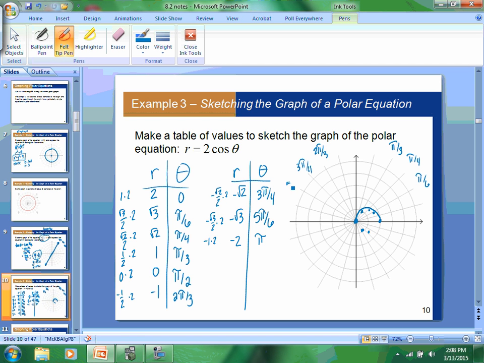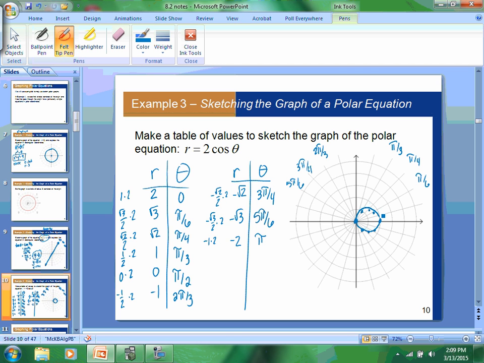And same thing for 5 pi over 6. Since I have a negative r value, I'm not going to go forward 1.71. I'm going to go back 1.71. So right about there. And then my last value is pi. So pi is over here on the axis. But instead of going over to the left 2, I have to go the opposite direction. So I have to go to the right 2. And that's actually where I started. So I've made a circle.